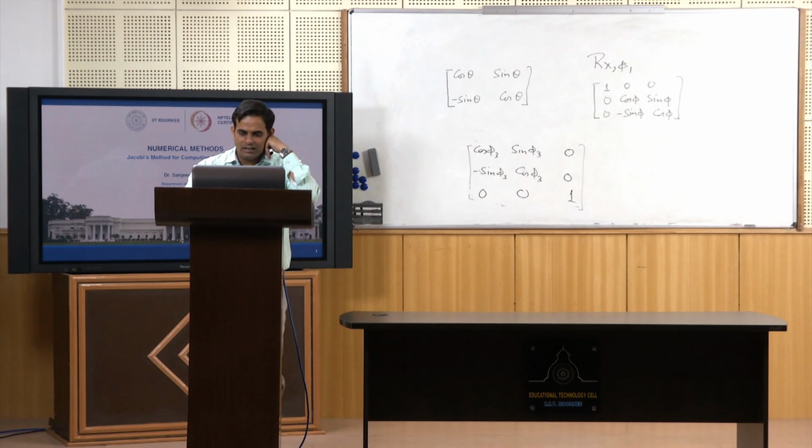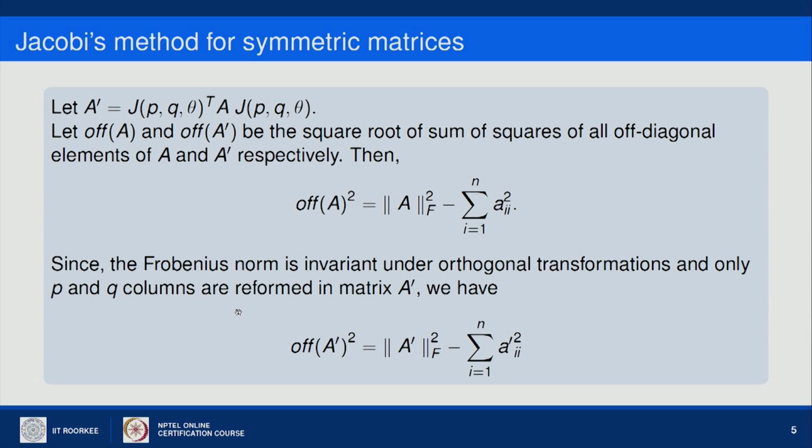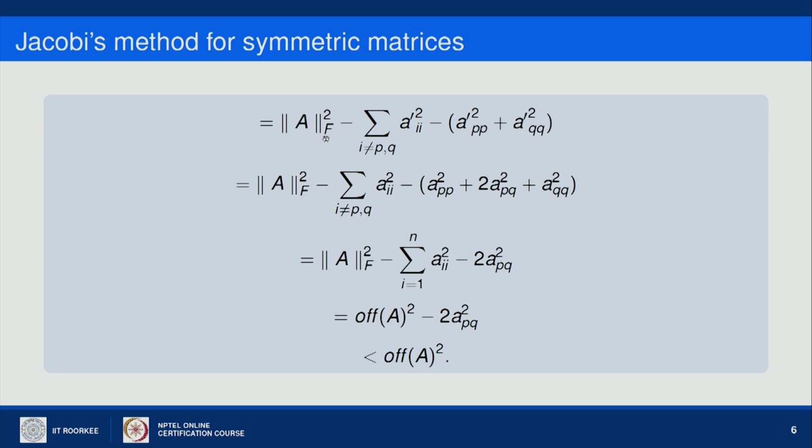Since the Frobenius norm is invariant under orthogonal transformations and only the P and Q rows and columns are changed in matrix A dash, we can write the sum of squares of diagonal elements of A dash as the square of the Frobenius norm of A dash minus the sum of squares of the off-diagonal elements of A dash. This equals the square of the Frobenius norm of A minus the sum over i not equal to P, Q of a dash ii square, because there will be a change only in the P and Q elements, the PQ and QP elements, minus a dash PP square plus a dash QQ square. This becomes this particular term, and finally it comes out that the sum of squares of diagonal elements of A dash is greater than the sum of squares of diagonal elements of A.